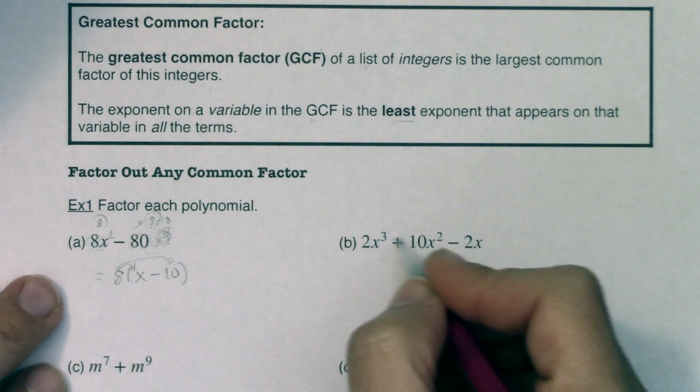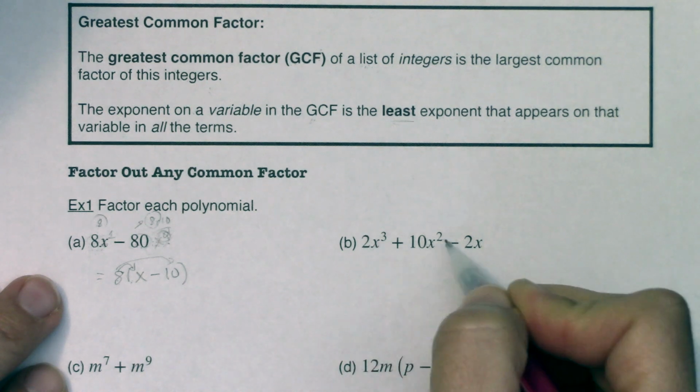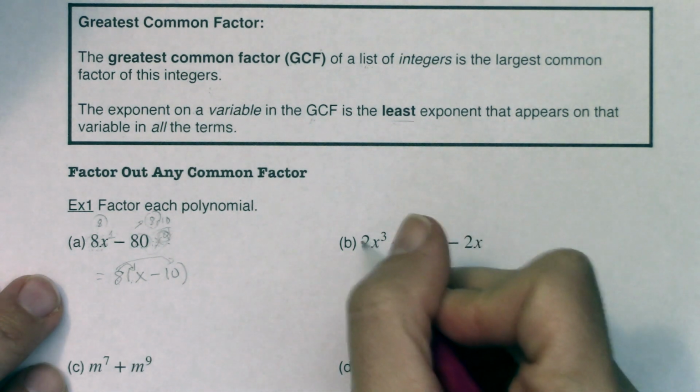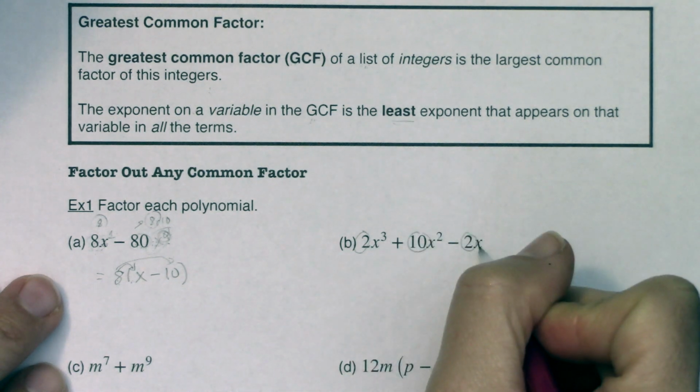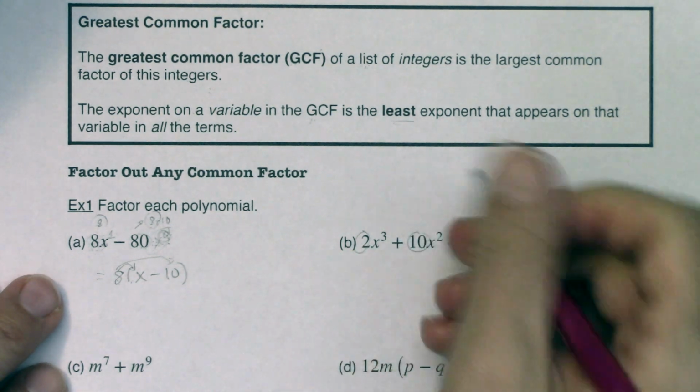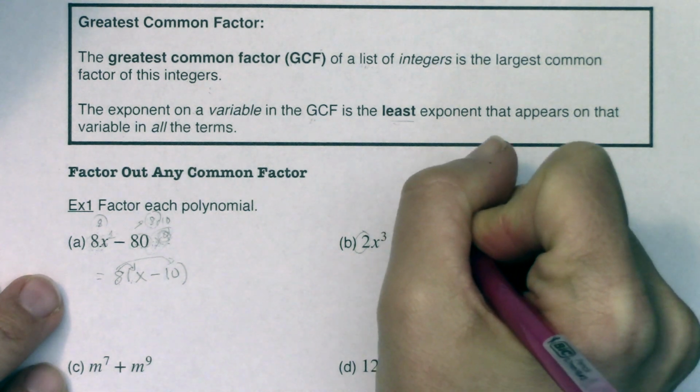All right, so let's take a look here. I'm going to look at b, 2x cubed, 10x squared, 2x. So if I look at just the numbers, 2, 10, and 2, if I think about 10, I can break 10 into 2 times 5.